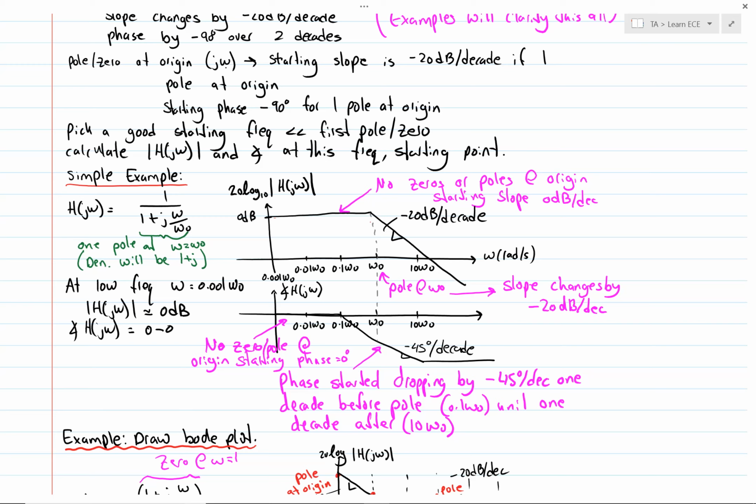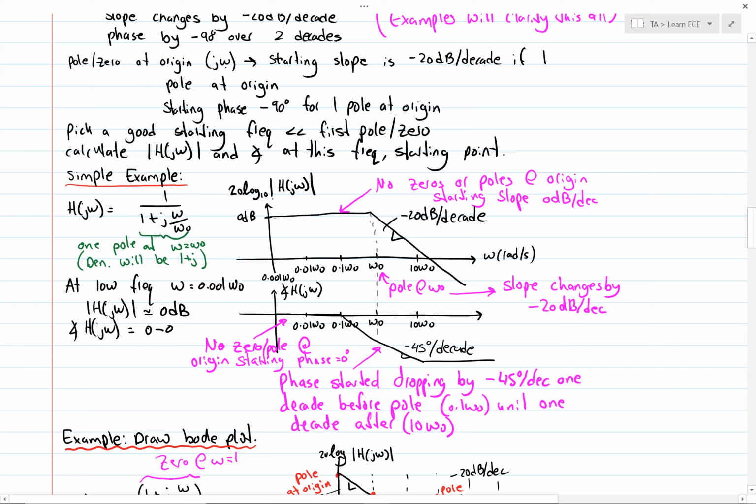Okay, the only final thing to point out before we do an example and hopefully clarify everything is that we need to pick a good starting frequency. And what that means is, well, we want the space on our plot to be utilized as efficiently as possible. So we want to pick a frequency that is obviously much less than any first pole or 0 frequency, so that we can see the entire effect. And then we get a reference at that point and put it on our plot. So let's do an example and it will become clear.